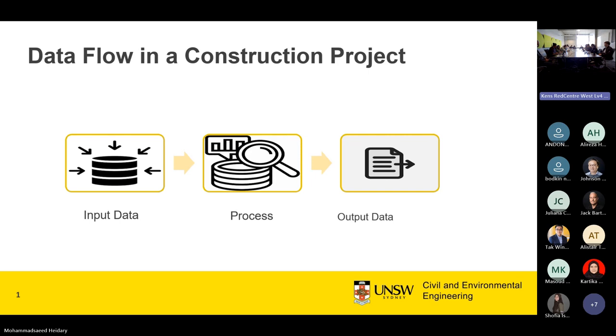Okay, as a quick introduction, if we want to model the data flow in a construction project, we can consider it in three steps: the input data, the processing of the data, and the output data, which is used in the application and utilization of the information and processed data.